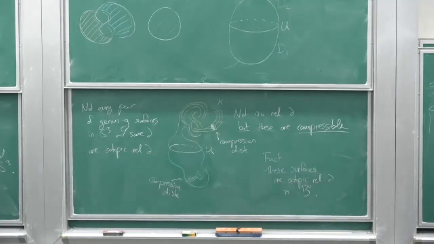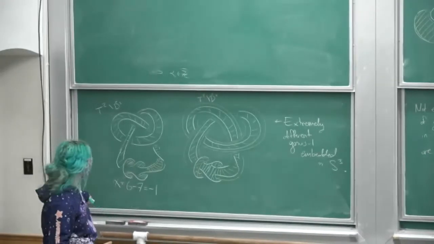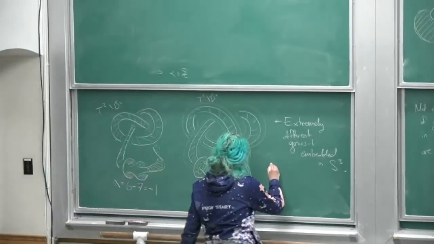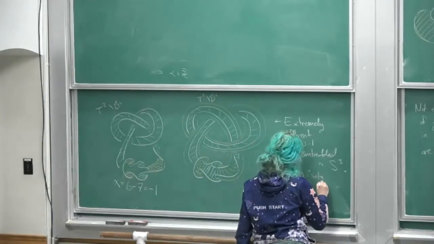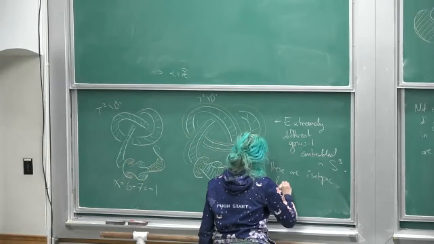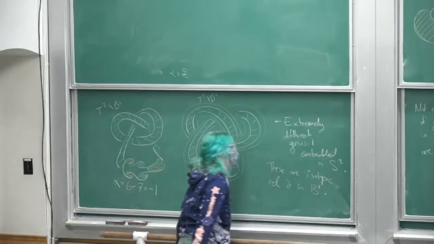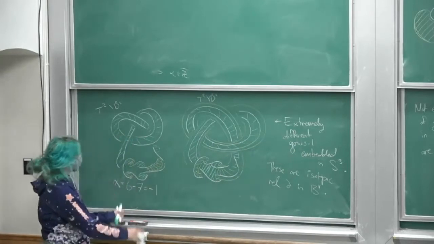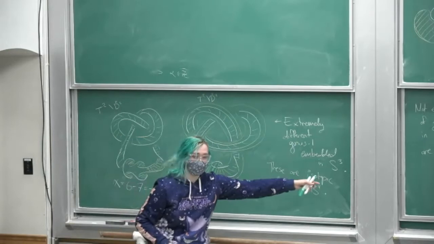But what's more surprising is these two surfaces, which look like they don't have anything to do with each other, I think, are also isotopic rel boundary when you push their interiors into V4. And from this perspective, I just do not believe you should be able to see why that is true, because I certainly can't tell you something as simple as that.